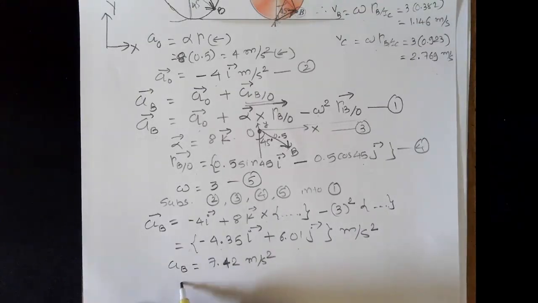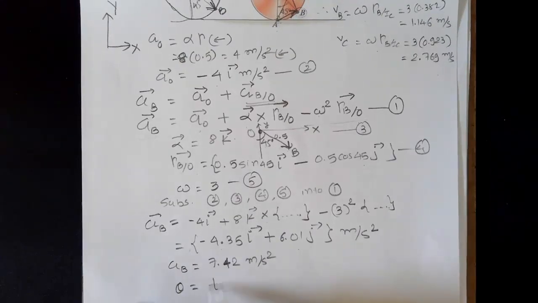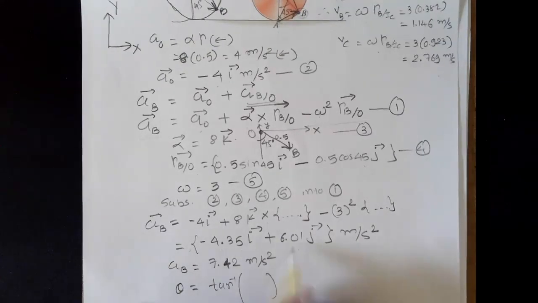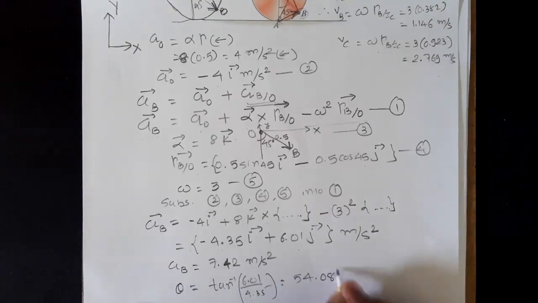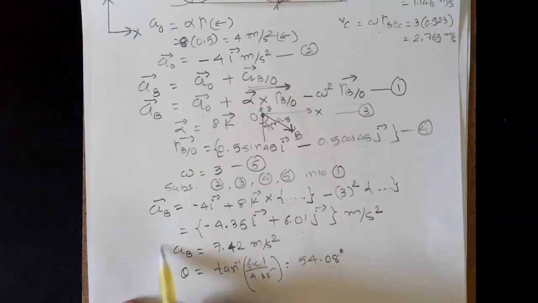And then angle theta is tan inverse of 6.01 over 4.35, and when you do this, you'll get 54.08 degrees angle. Okay, and these are our final answers.